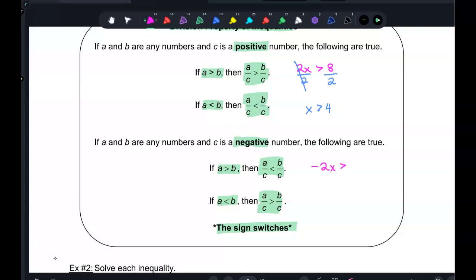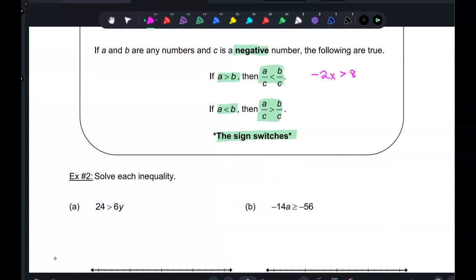So if I have, let me just do an example of this. If it's -2x is greater than 8, I have to divide by -2. Because I divide both sides by a negative, x becomes less than -4. So whenever we multiply or divide by a negative, the sign is automatically going to switch.